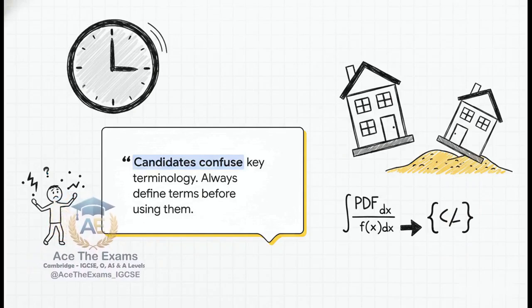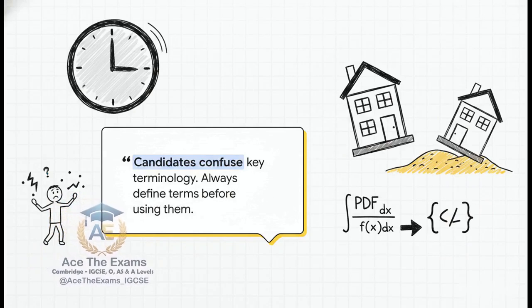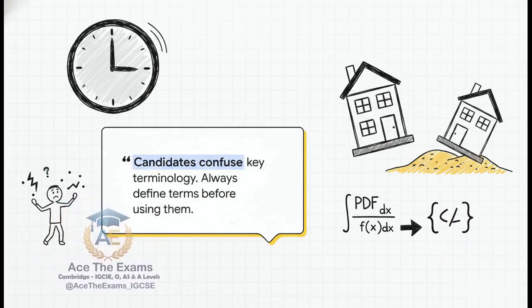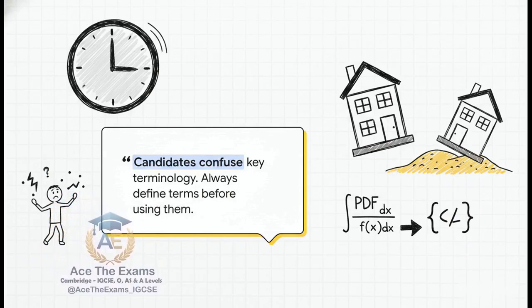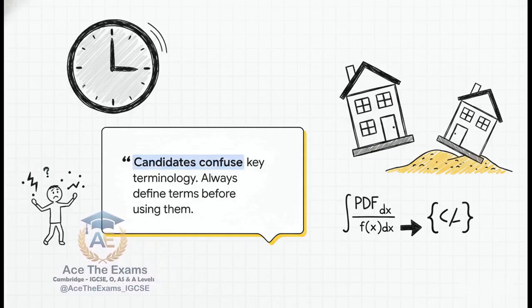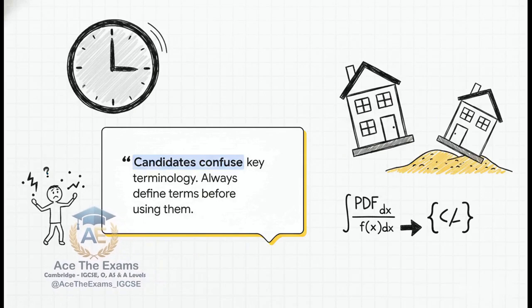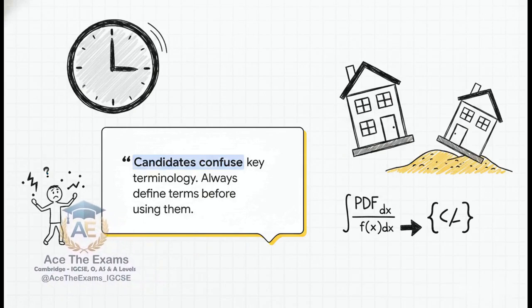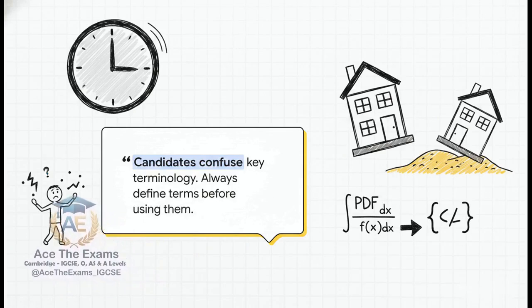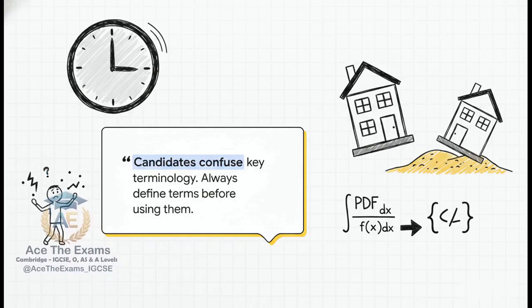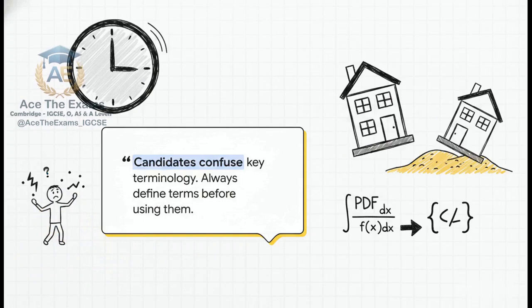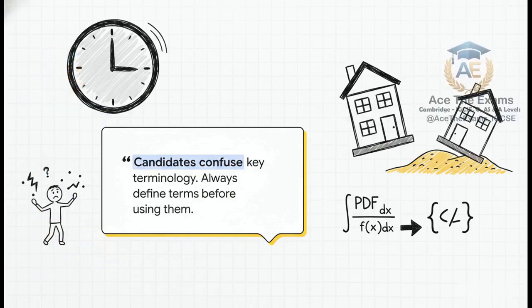The examiner is explicitly warning us here that confusion over basic terminology is the very first and most common barrier to accessing those high-tariff marks. If you don't formally define the parameters of your probability density function before you start manipulating it algebraically, you are essentially building a beautiful, complex house on a foundation of loose sand. True calmness in an examination setting is demonstrated by taking those few extra deliberate seconds to state your terms clearly. It centers you, and it proves to the examiner that you are entirely in control.